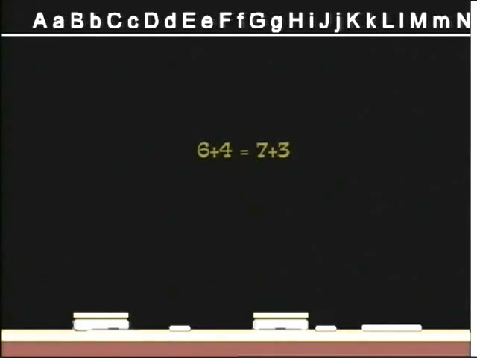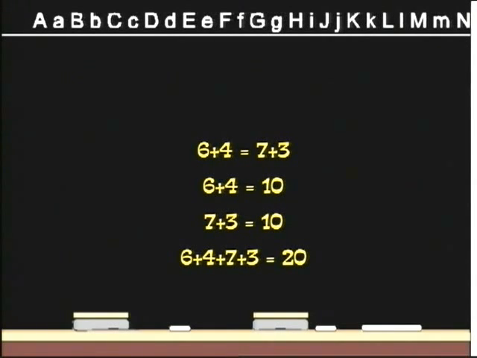For the statement 6 plus 4 equals 7 plus 3, students most often make one of the following two corrections. 6 plus 4 equals 10, and 7 plus 3 equals 10, or 6 plus 4 plus 7 plus 3 equals 20. The problem: there is no answer.